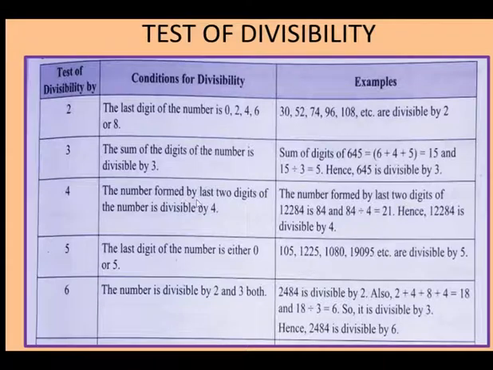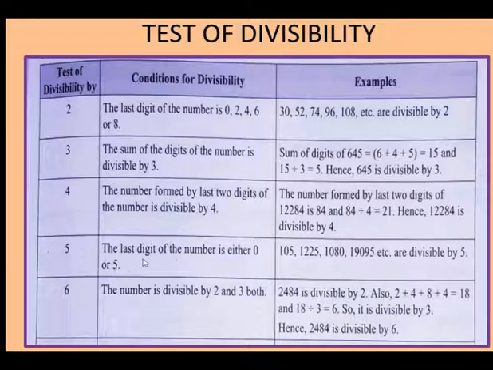Then 4: the number formed by the last two digits of the number is divisible by 4. So if the number formed by the last two digits, meaning the unit place and tens place, is divisible by 4, then the whole number is divisible by 4. For example, here you can see 12,284. The last two digits are 84, and 84 is divisible by 4. So we can say 12,284 is divisible by 4.